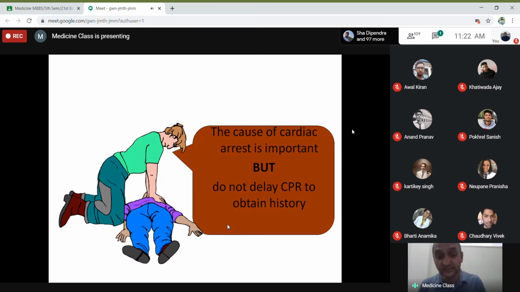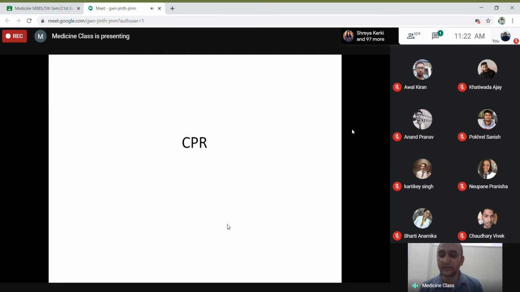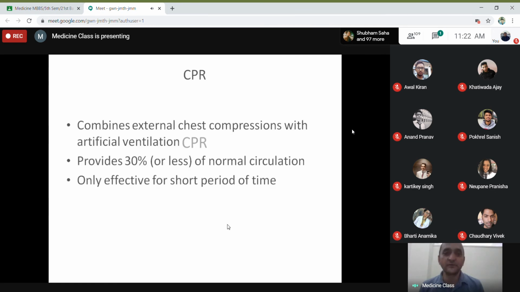If you start asking whether the patient is diabetic or hypertensive, you may lose the patient. History is very important whenever your patient is stable, but when your patient is not stable and you establish the diagnosis of cardiac arrest, do not delay the CPR. Go for CPR immediately. Do not obtain history here.